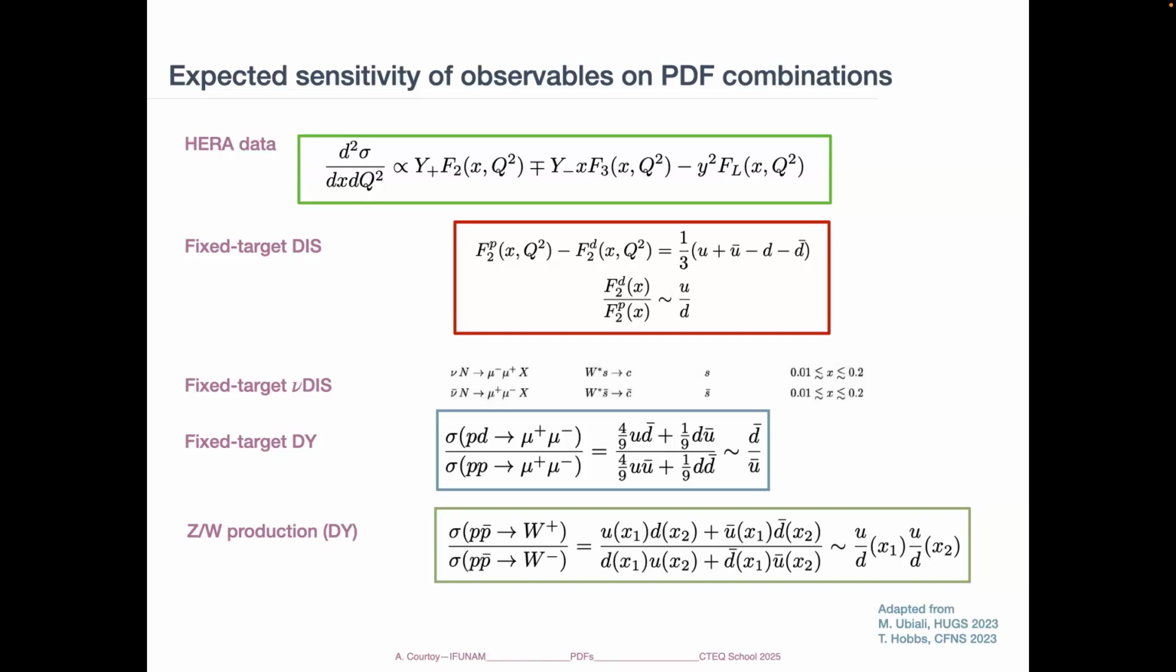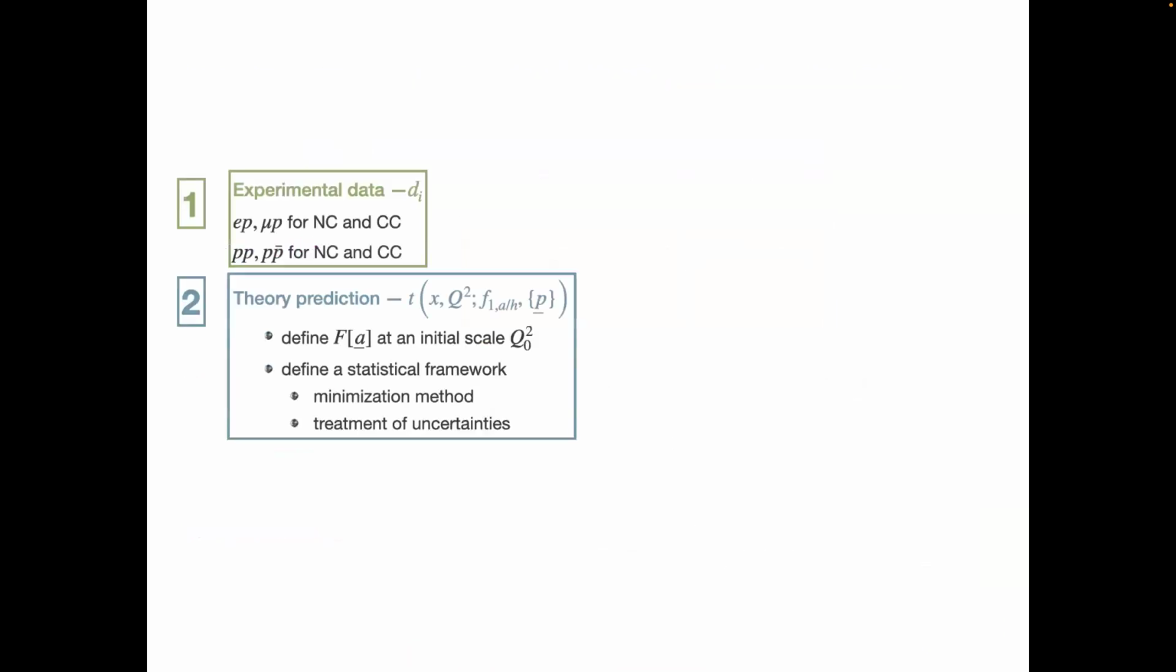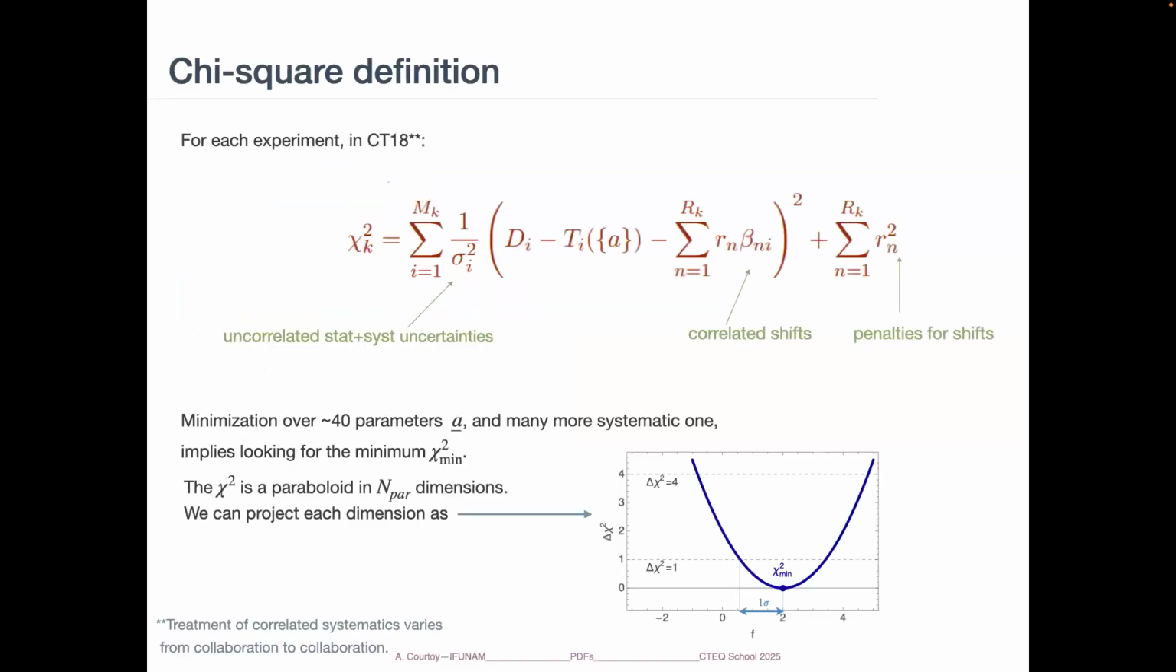Then we see that it's not as simple as that. We would like it to be so simple, but there's an interplay of many things. So that was from the experimental side. Let's move to the theory prediction. Now the game is how to determine this function, or this set of functions, that depends on a set of parameters at the initial scale Q naught. What are the frameworks we can use, and how do we treat the uncertainties? It won't be so comprehensive because it's too much material to cover.